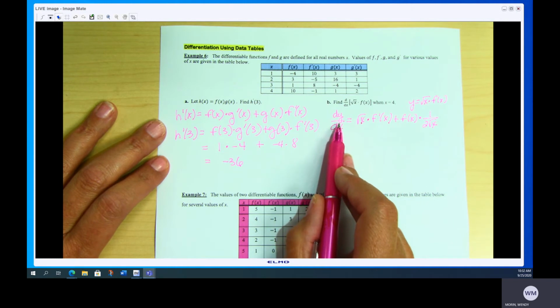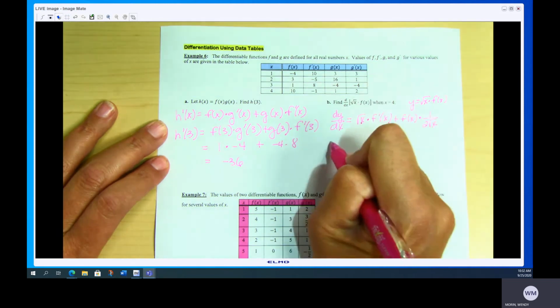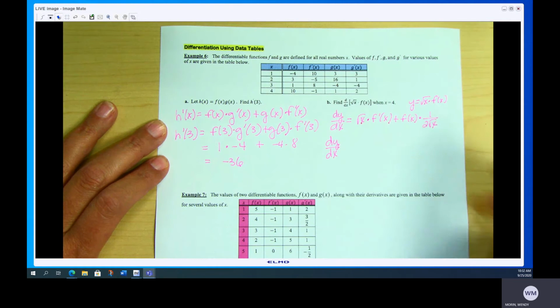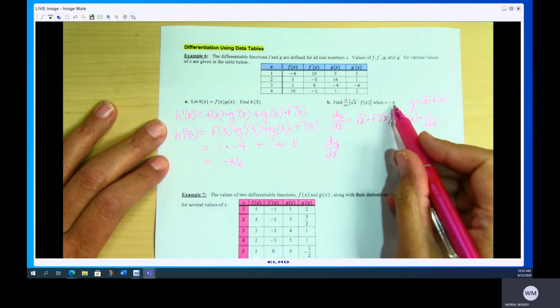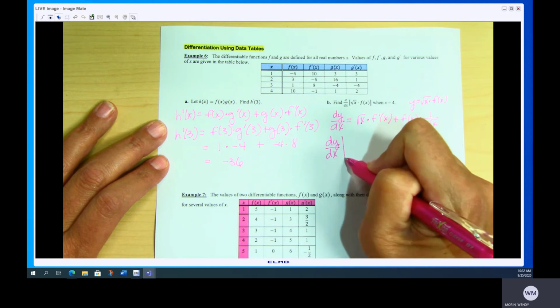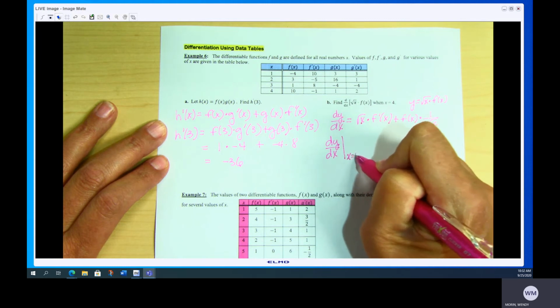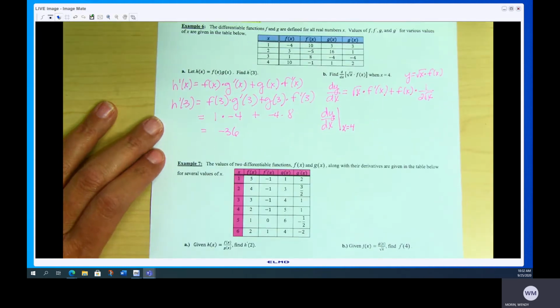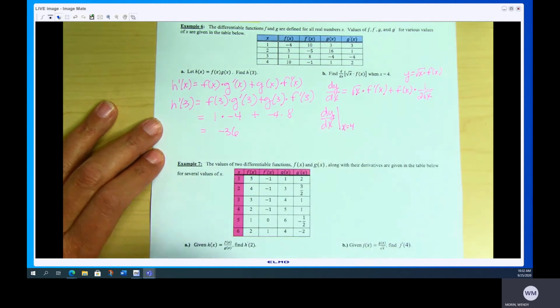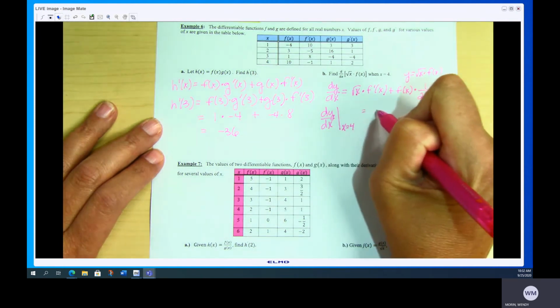So here is the notation that you need to understand. Again, I did this before on the last page. dy dx, if you're evaluating it at 4, what would the notation look like? dy dx evaluated at x equals 4. That's like saying h prime of 4, but with a different notation. So you have to be familiar with all of the notations and what they mean. Okay, so let's go ahead and evaluate that.